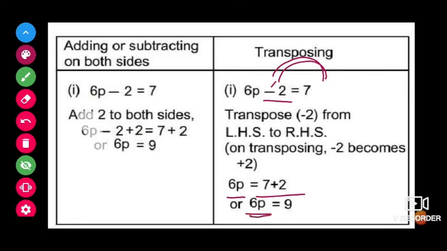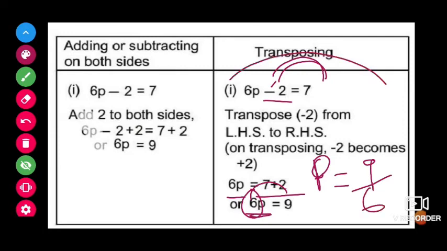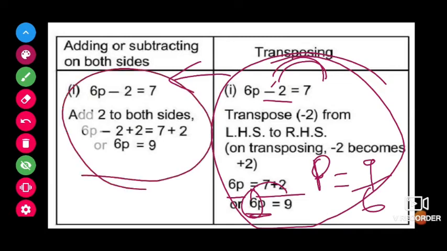Now the remaining 6 into p. We want to send this 6 also to that side, no? So if I want to send that 6 also to that side, 6 is here in multiplication. So if I send that 6 to that side, then it will go for division. So p is equal to 9 by 6. This method will be a little easier. Whenever there are big equations, we cannot solve them one by one by adding and subtracting on both the sides. In this second method we can do it a little bit faster.